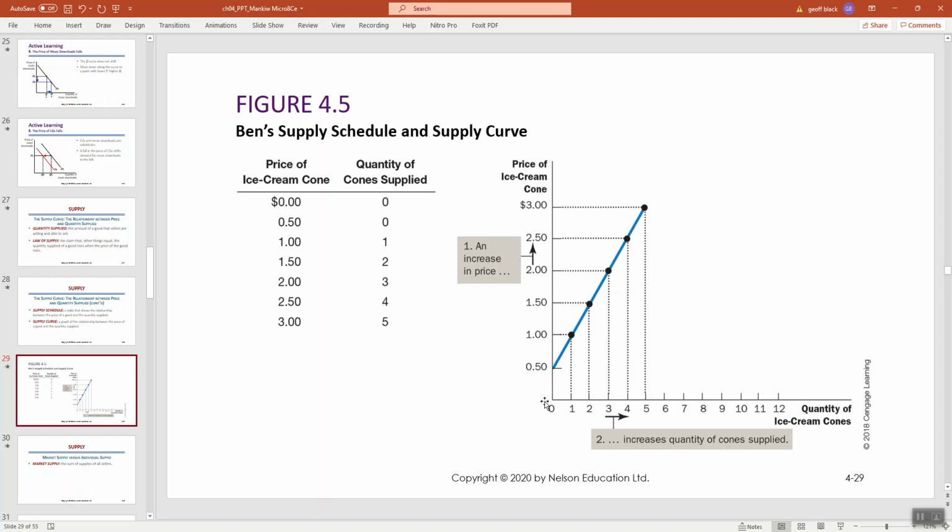So price of 0, 0 is supplied. A price of 50, still 0 are supplied. At a price of $1, 1 is supplied. Okay. At a price of $1.50, 2 are supplied. So again, price goes up, quantity supply goes up. Okay. Same graph, right? Price is always on the vertical, quantity is on the horizontal, and this would be quantity supply of ice creams. Okay, so the other graph was quantity demand.